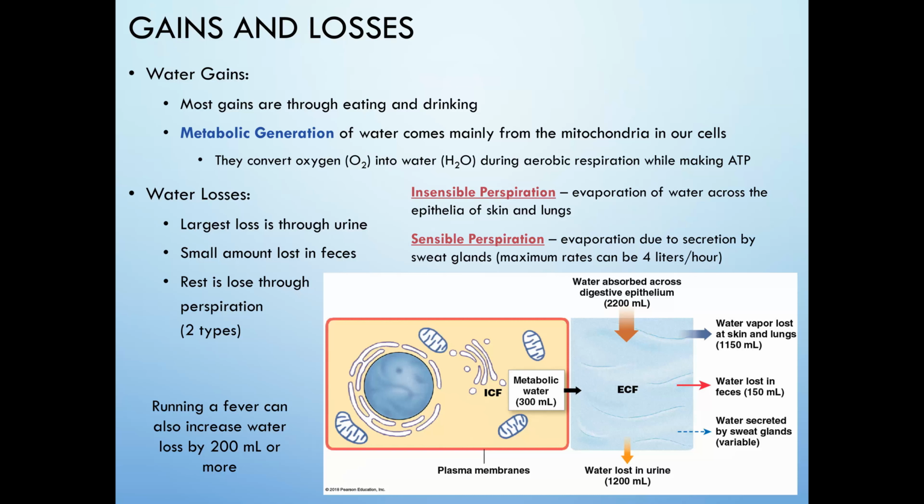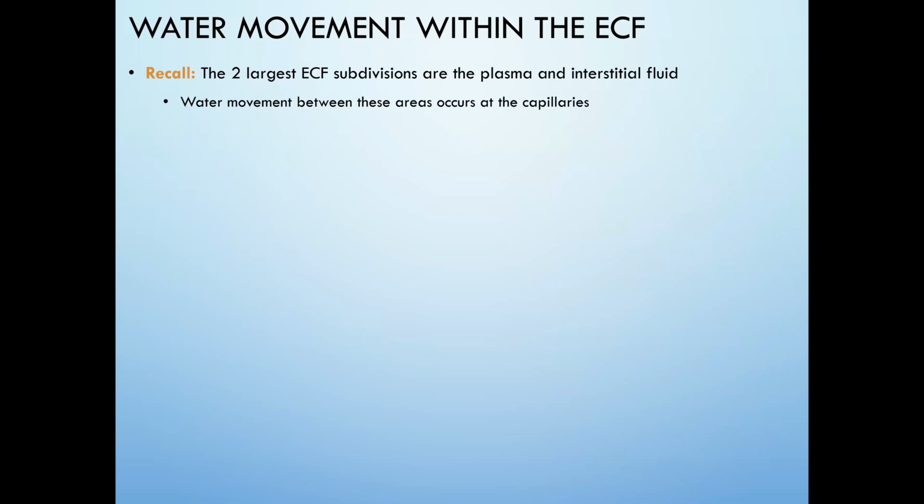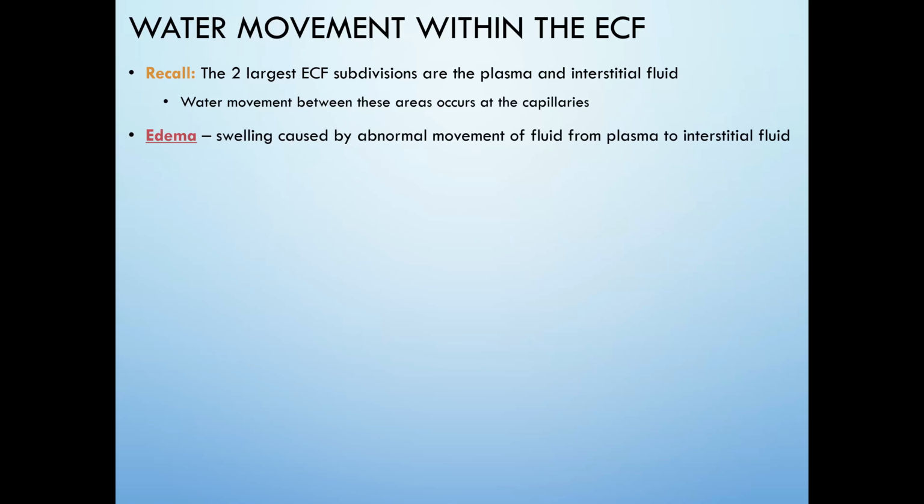If you remember, the two largest extracellular fluid subdivisions are the plasma and the interstitial fluid, and water movement between these areas occurs at the capillaries. Something that we did cover in previous chapters is edema. Edema is swelling that happens in the tissues when you have an abnormal movement of fluid from the plasma to the interstitial fluid. So this would be an abnormal movement of fluid from one subdivision of the ECF to another.